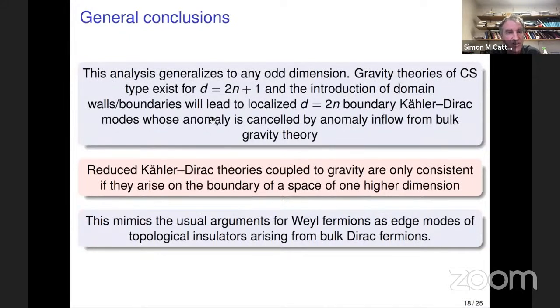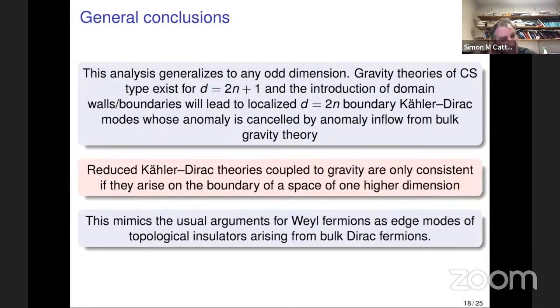So this analysis generalizes to any odd dimension. So gravity theories of this type exist in 2n plus 1 dimensions. And if you put boundaries or domain walls into them, you will get localized boundary Kaehler-Dirac fields. Those are reduced fields, actually. And the anomaly from those is canceled by anomaly inflow from the bulk gravity theory. So gravity saves the theory on the boundary in this case.